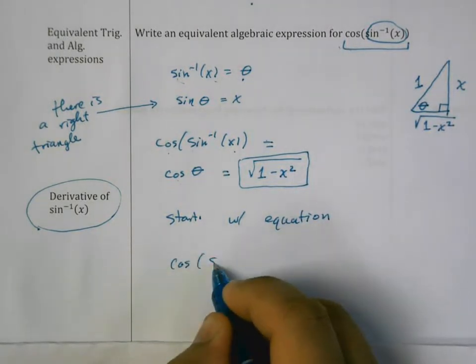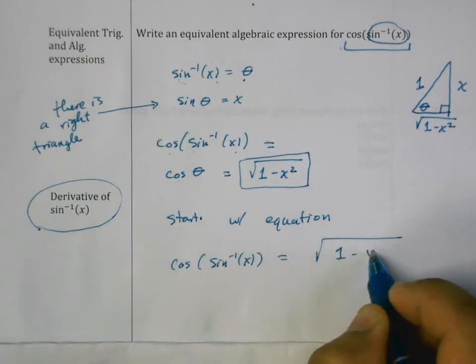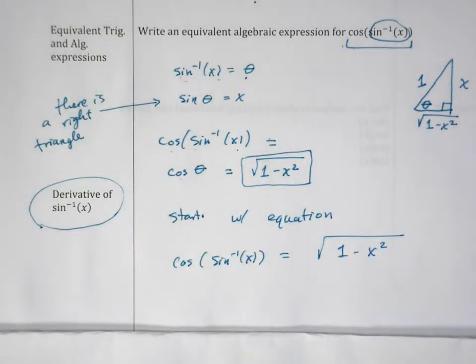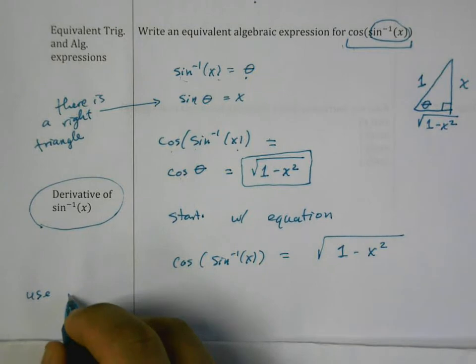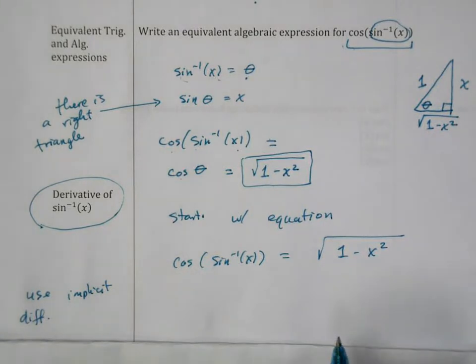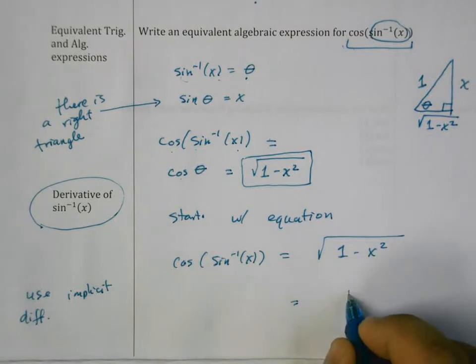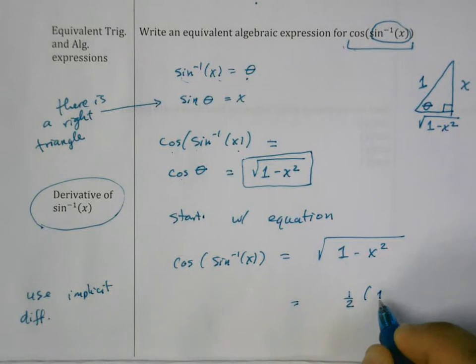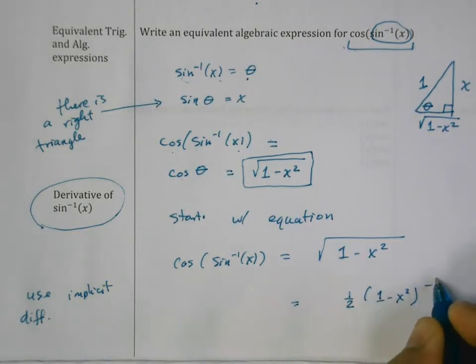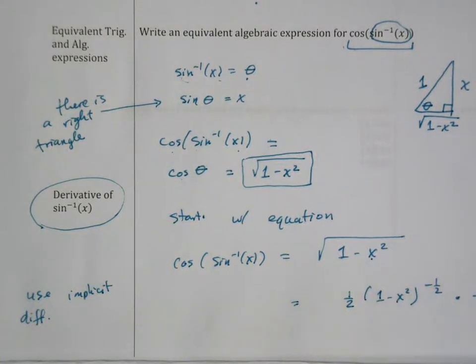We're going to say that the cosine of the sine inverse of x is equal to the square root of 1 minus x squared. And then we're going to use implicit differentiation. So we're going to take the derivative of both sides with respect to x. So the derivative of this side is, this is really 1 minus x squared to the 1/2. So this is 1/2 times 1 minus x squared to the negative 1/2 times the derivative of the inside function, which is negative 2x.